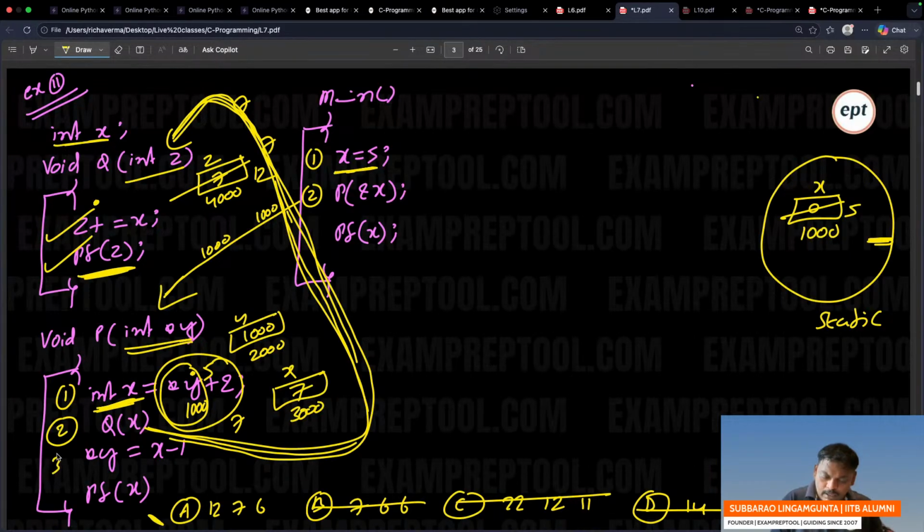Can you see the third line? Very, very interesting. X minus 1. It is not x minus minus. These are small mistakes. What will people do? X is 7.